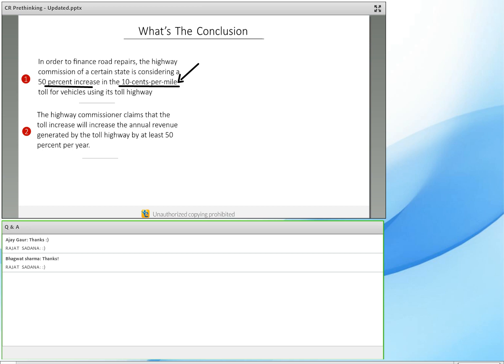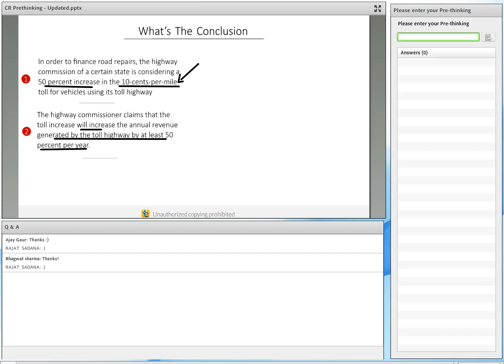Now, when you look at a numerical value like 10 cents per mile, it's really important to read the units. You want to really know what this value is. For every mile, they're currently charging 10 cents, and they're going to increase that by about 50%, so it's going to get to 15 cents per mile. Then the highway commissioner makes a prediction that the toll increase will increase the annual revenue generated by the toll highway by at least 50% every year. So he's saying at a bare minimum, we're going to get 50% more revenue out of it.